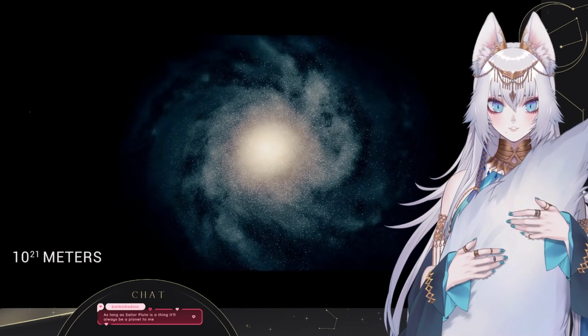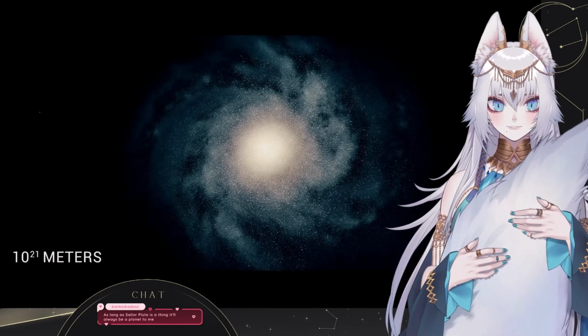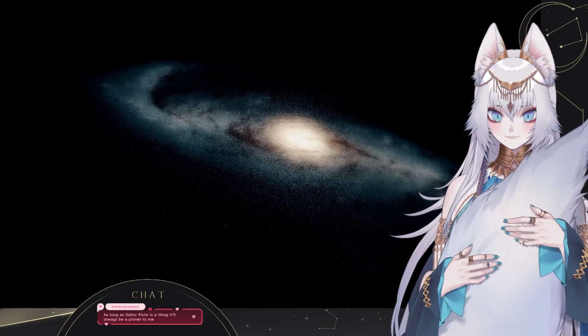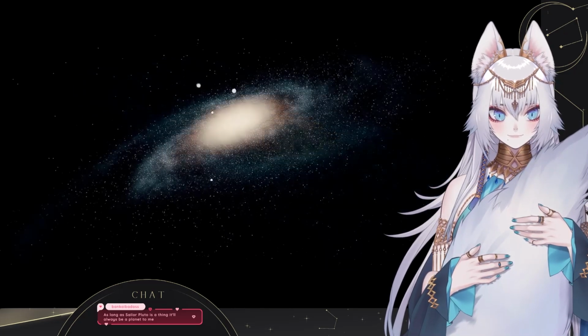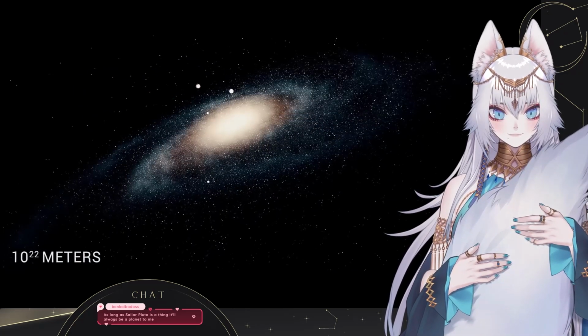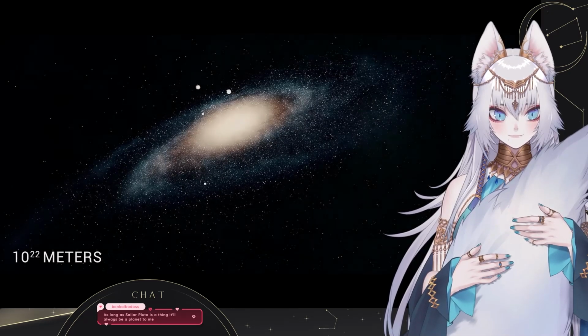Skipping forward to 10 to the 21 meters away from Earth, we can finally see the Milky Way galaxy in its entirety. Every star in the night sky that you can see lies within our galaxy. However, at 10 to the 22 meters, we reach the distance to our nearest neighboring galaxy.